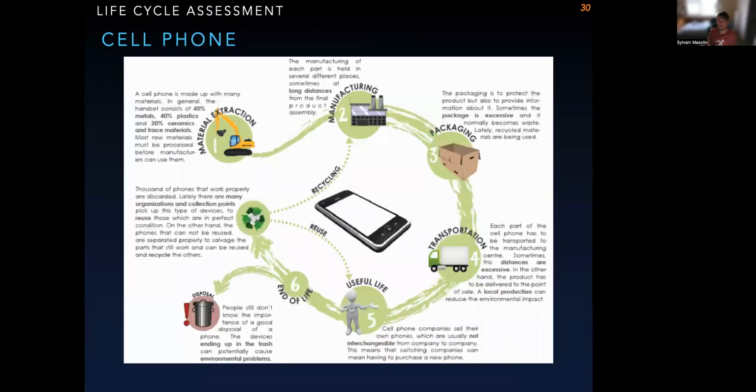And if we look at the cell phone, well, we can look at all of these stages. We have the material extraction, the manufacturing, the packaging, transportation, the life of the cell phone with a consumer, and then the end of life will either be disposed, reused or recycled. From all of those steps, it is estimated that the first two, the extraction plus the manufacturing stage, all of those together account for 80% of the impact on the environment.